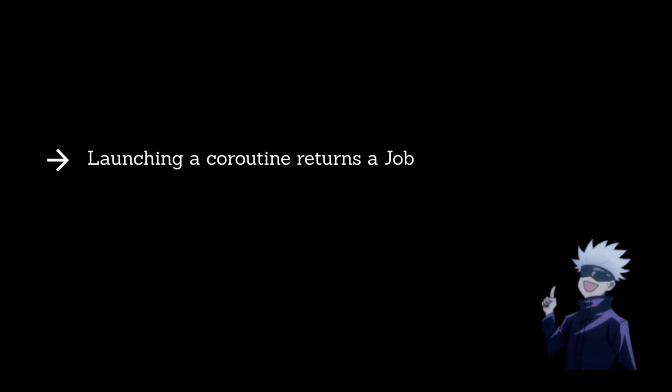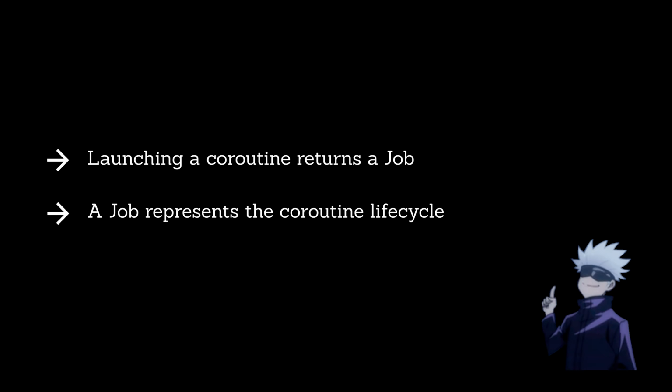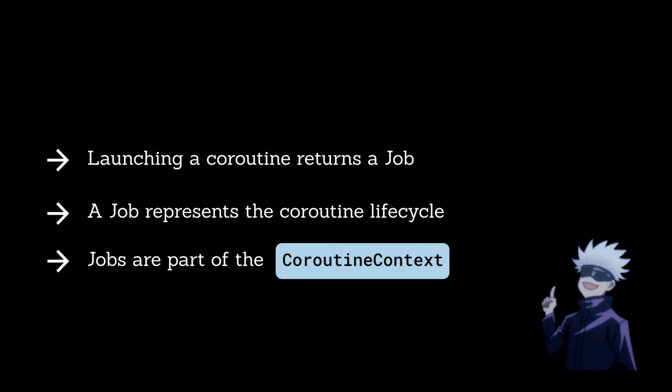How is this possible? To understand this, you need to understand Job. When you launch a coroutine, it returns a Job instance. A Job instance is a handle on the lifecycle of that coroutine. Job tells you whether the coroutine is completed, cancelled, or failed. A Job is a so-called context element, and it is part of the coroutine context. We will take a quick detour and explain what a coroutine context is, and then we'll circle back to Job again. Bear with me for a minute.